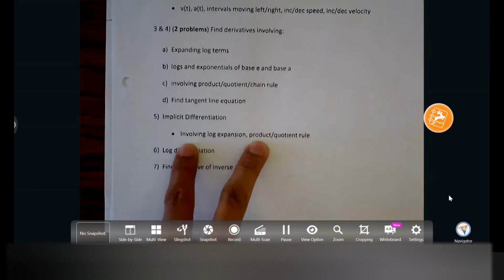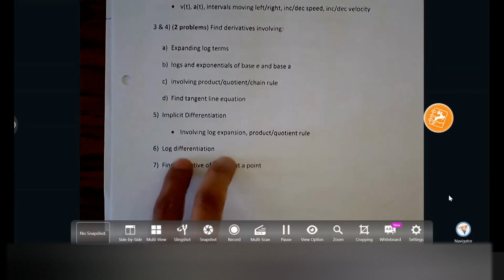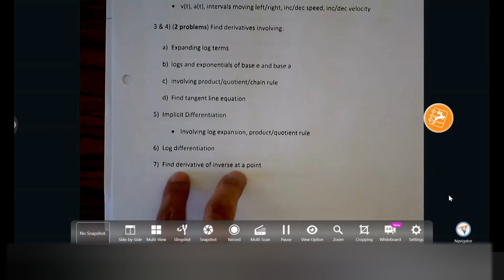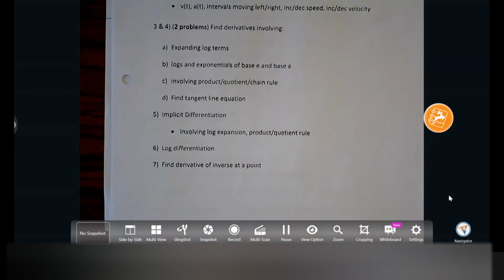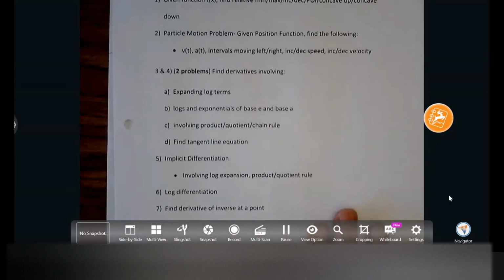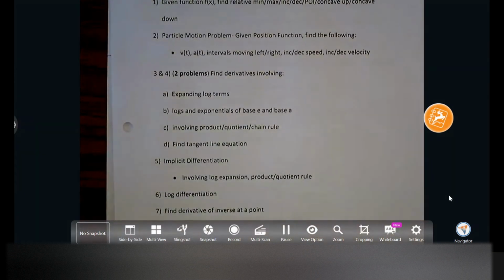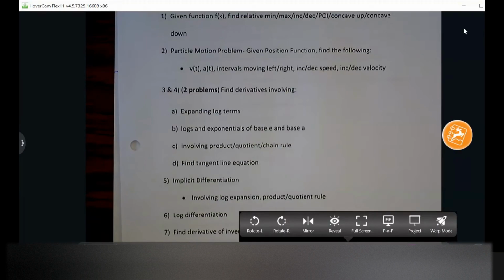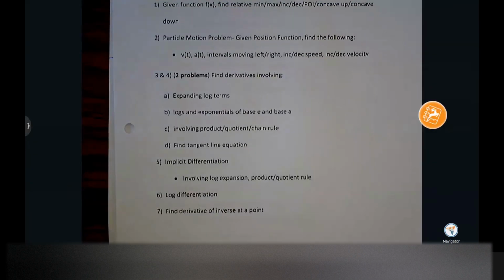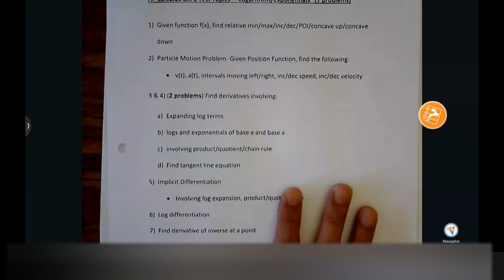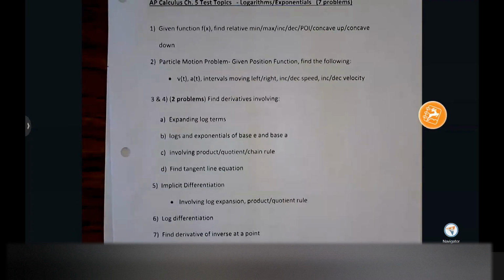Implicit, we just did that, sometimes involving log expansion and product quotient rule. Log differentiation, we did as well. Find derivative of an inverse at a point. She showed the whole sheet. Yeah, this link is also there under this week. So links. Okay, see you, Thomas. Thank you.